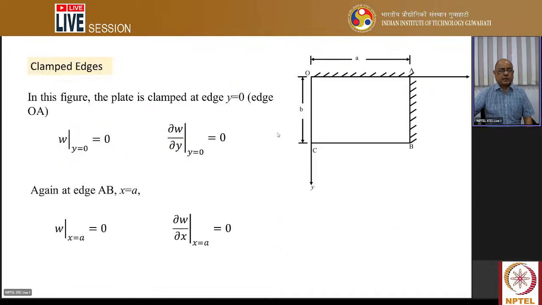And there may be other boundary conditions, clamped edge, where you can see this edge, y equal to 0, is fixed. Therefore w is 0 and del w by del y, that is the slope, is also 0. Again at x equal to a, w is 0 and del w by del x at x equal to a is also 0.